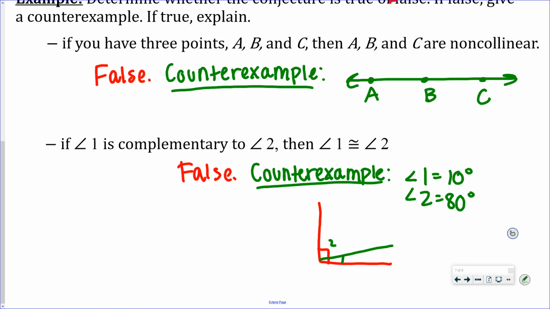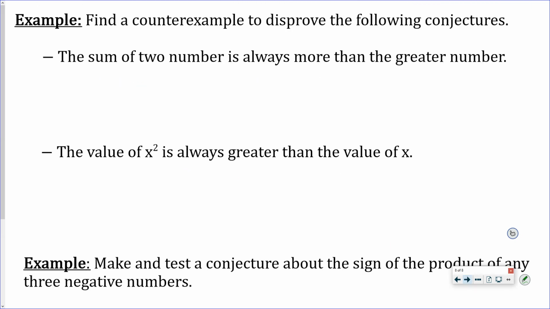The next ones are just a little different. They're telling us, hey, these conjectures are false. So find a counterexample that proves that it's false. The sum of 2 numbers is always more than the greater number. All right, so they're already telling us this is false. Can somebody think of a counterexample of when I add 2 numbers and the sum of it is not greater than the biggest number? Lillian, I saw your hand first.